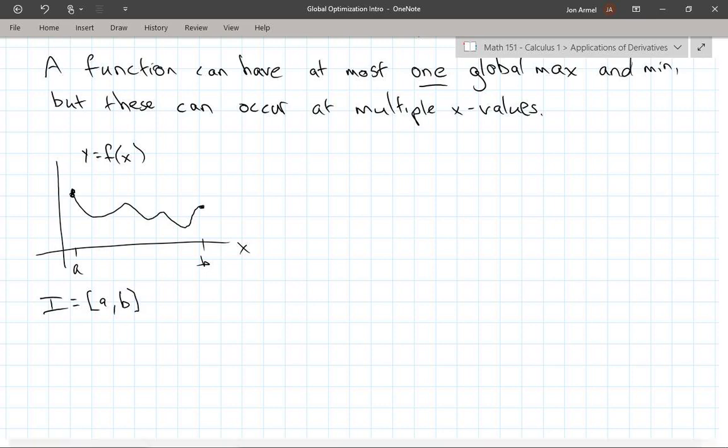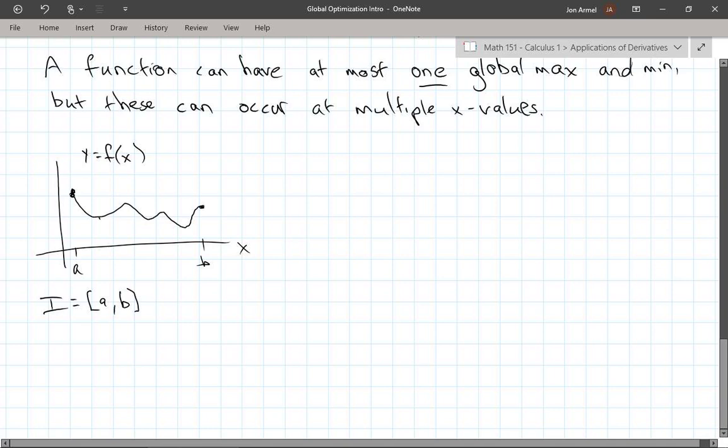Okay, so if I'm looking at this, I see there are several local minima, right? So there's local mins here, and here, and here, but only that one furthest to the right, let's call that x equals c. That's actually the smallest the function ever gets. So I would say the global min occurs at x equals c.